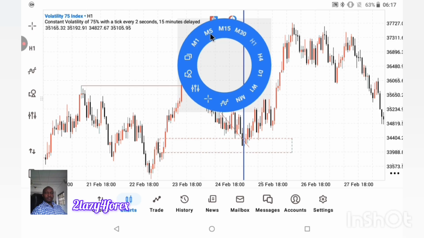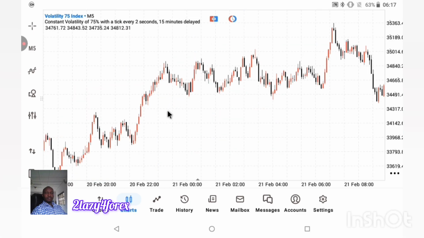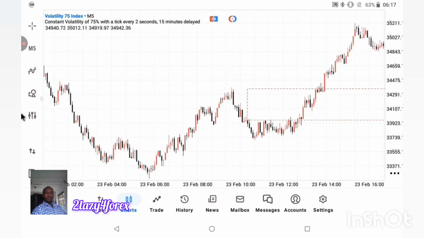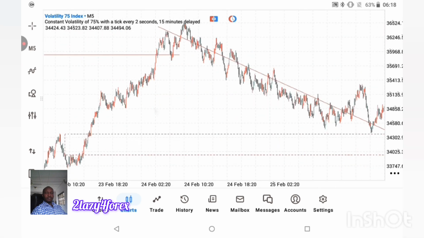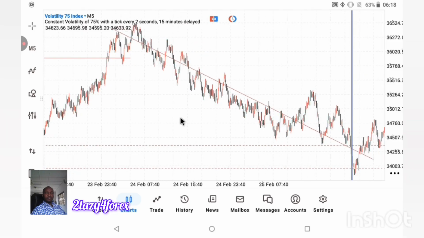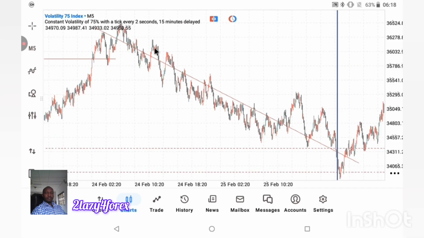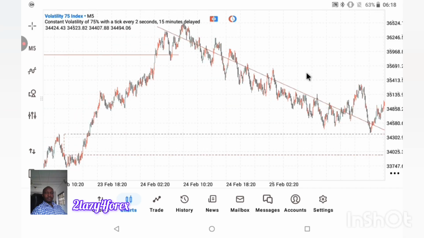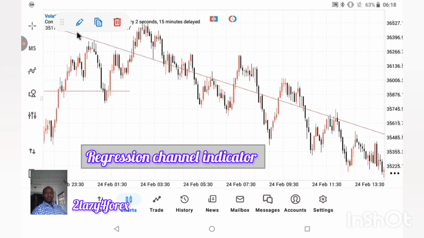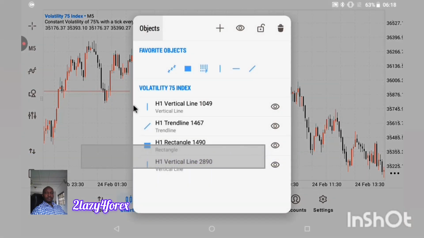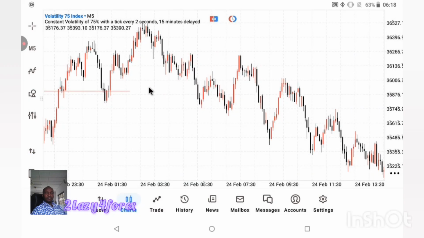So now you go into your 5 minutes chart. So in your 5 minutes chart, this is the leg. This is the leg you're trying to monitor. So simply, you zoom on where this leg is, this pullback, and you bring in a regression channel indicator. Let's bring it in.